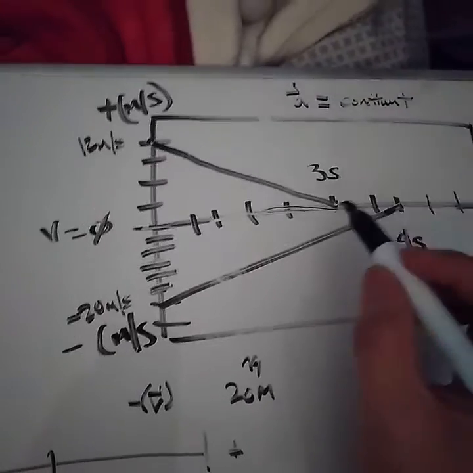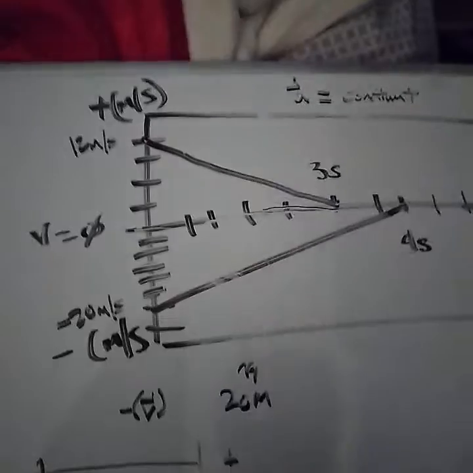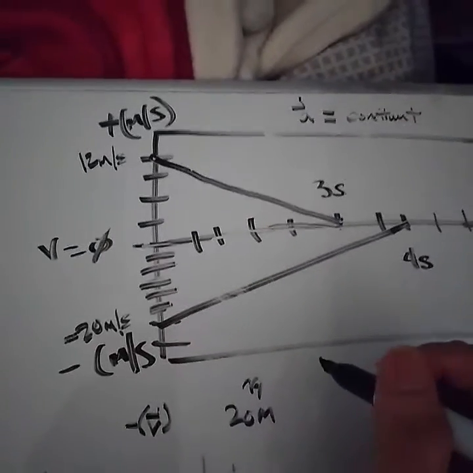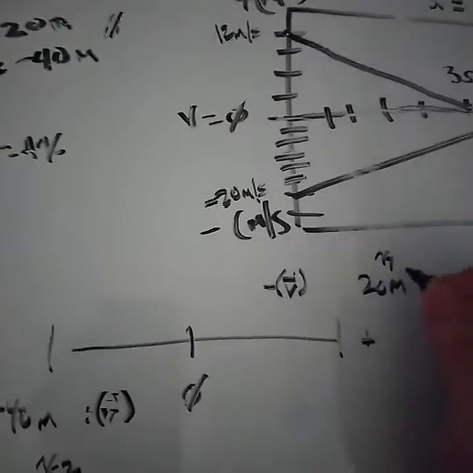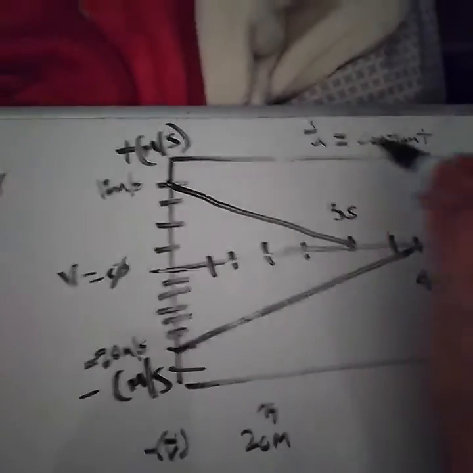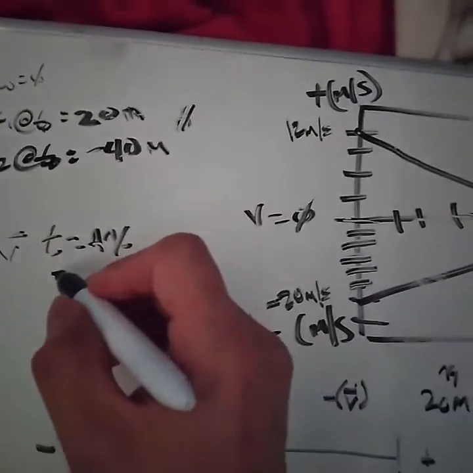Now what we want to do is find out where these two objects stop. Do they crash into each other? If they don't crash into each other, how far away are they from each other? Since we know acceleration is constant, we're going to use our average velocity equation.